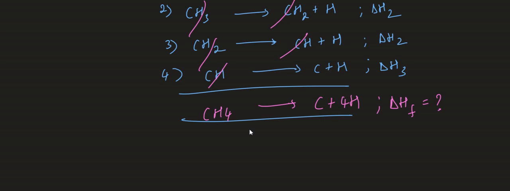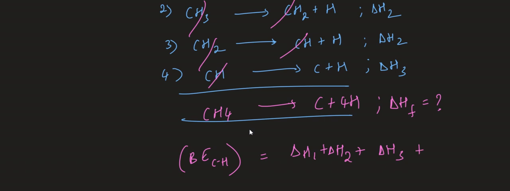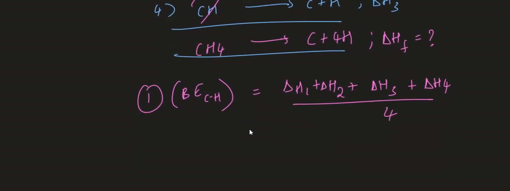Generally, if I ask you what is the bond energy of CH, you will say delta H1 plus delta H2 plus delta H3 plus delta H4, whole divided by 4. This is the first formula. This is the bond energy of CH.